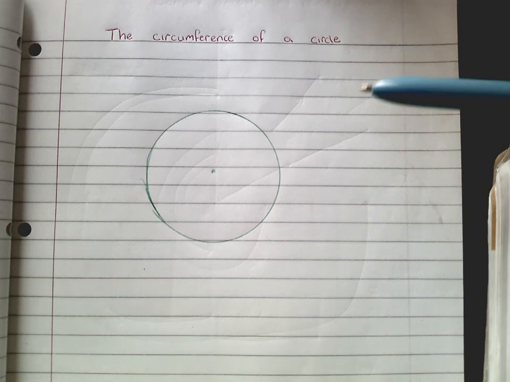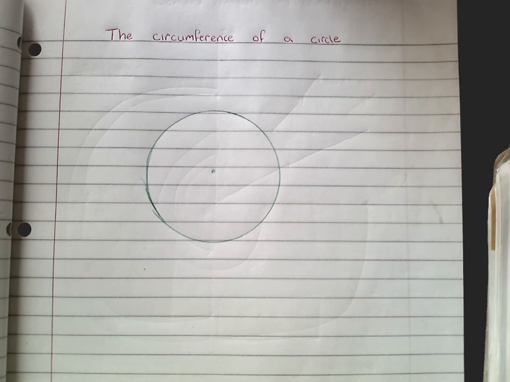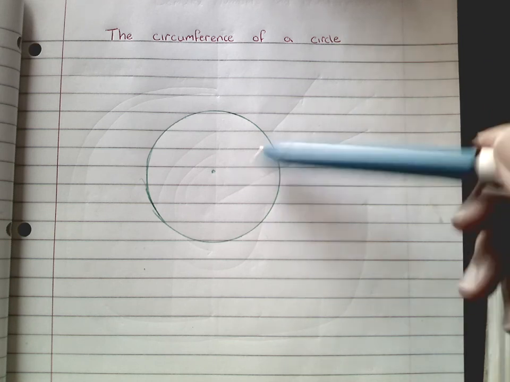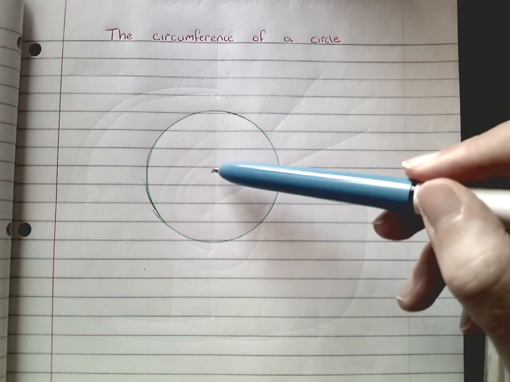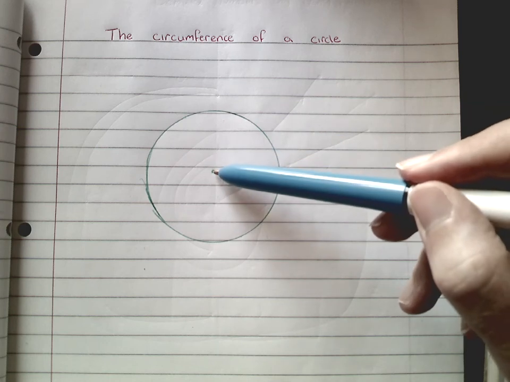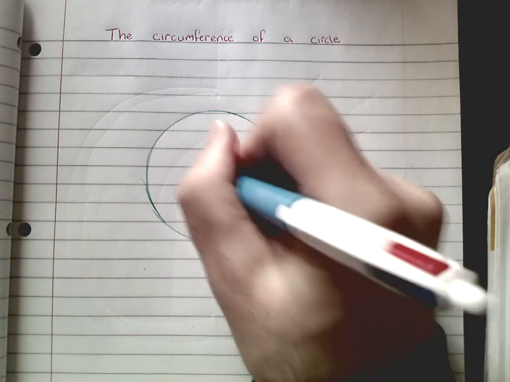So what we're going to look at in this lesson is the circumference of a circle. So first of all, we need to know what is the circumference. If we have a look here, we have a circle. So we can get this circle by plotting a middle point, which is this point here in the middle of the circle, and we can call that point, let's say, O.